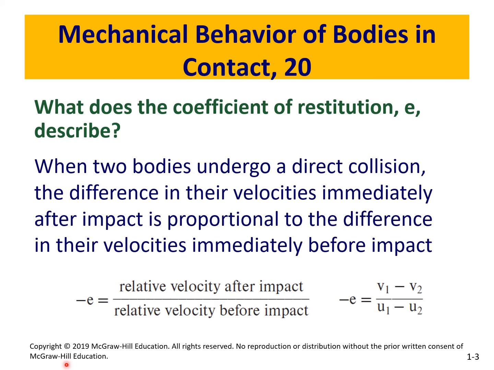This is the formula. It's measured as minus E equals the relative velocity after impact divided by the relative velocity before impact. So you will see that V1 minus V2, so V's are the velocities after the impact, U's are the velocities before the impact. So the difference between the velocities after the impact divided by the difference of velocities before the impact equals minus E, which is the coefficient of restitution.